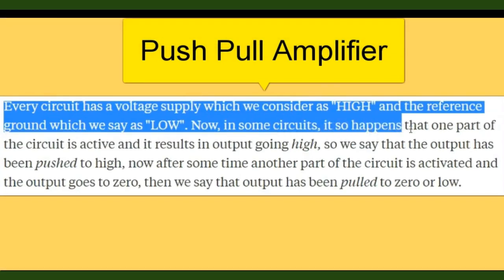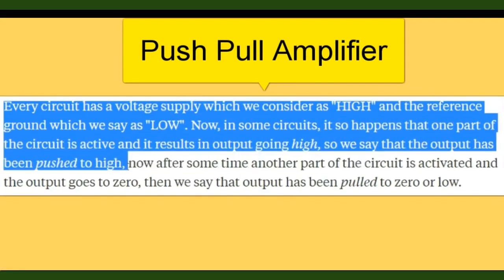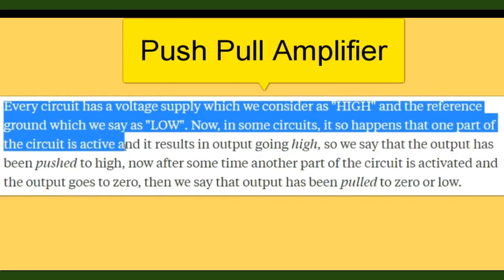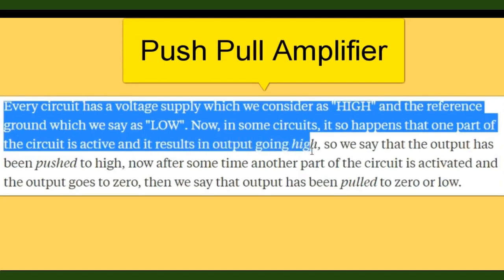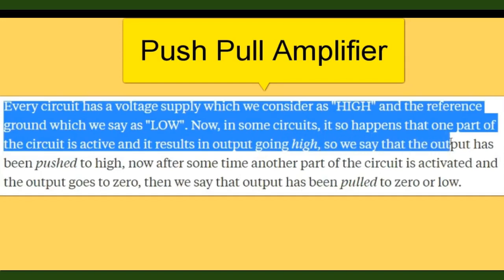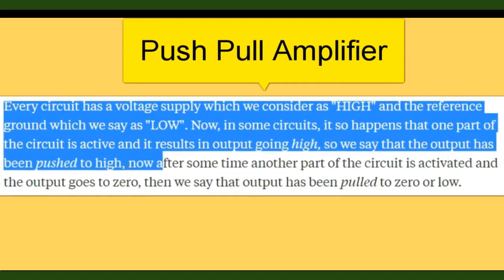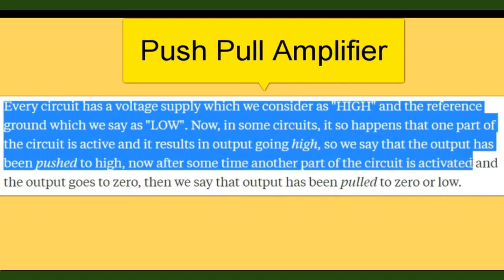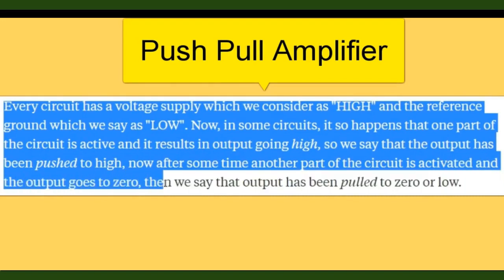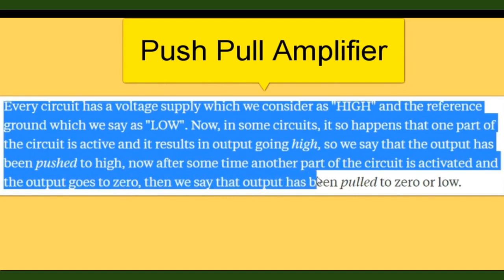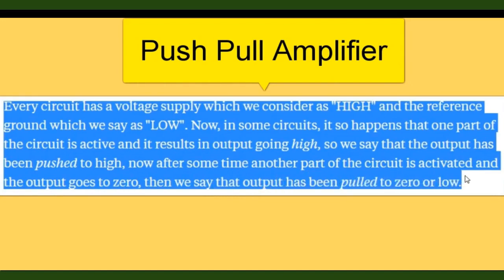When some part of the circuit is active, that is, its output is going to high, then we say that the output has been pushed to high. And now after some time, if another part of the circuit is activated and the output goes to 0, then we say that the output has been pulled to 0 or low. That is the meaning of push-pull. Okay?